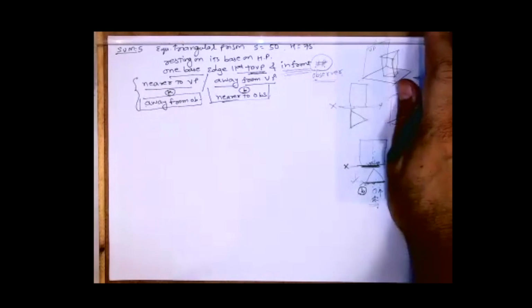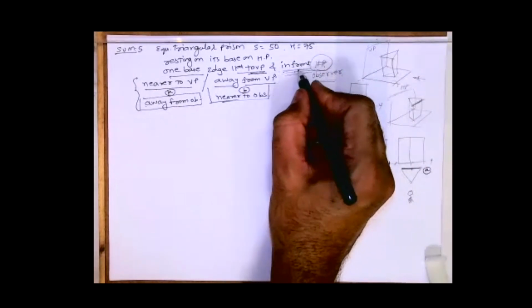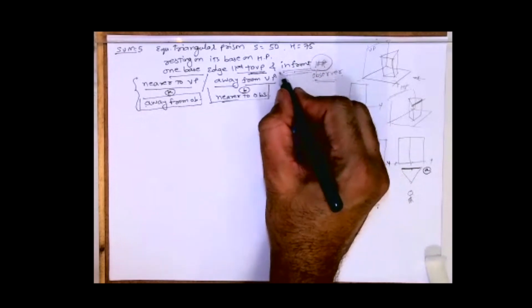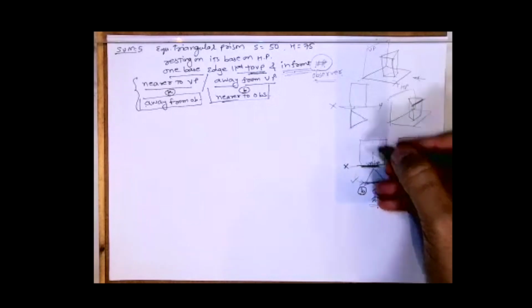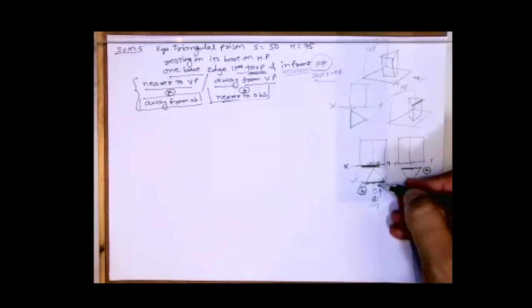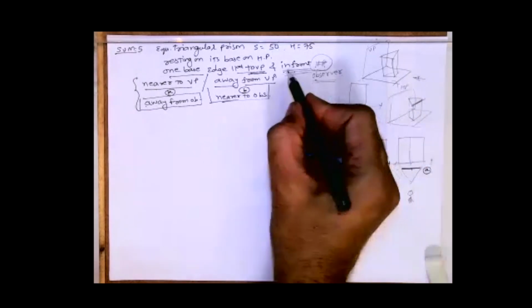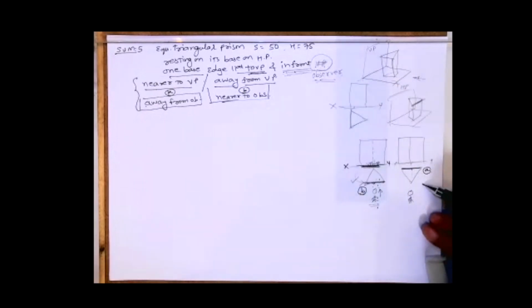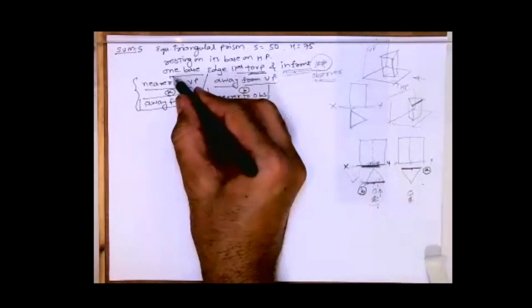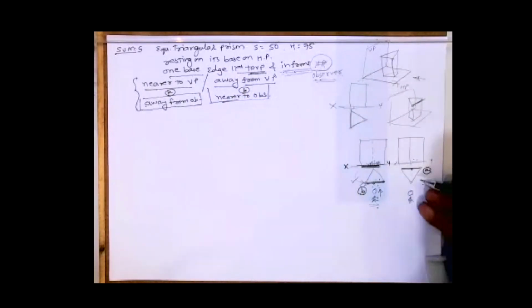If I want B as an answer, then to complete this question I can say that it is in front of the observer and away from VP, right? That way I can say it. Or if I want this as an answer, then I can say it is one base edge parallel to VP, and it is in front of VP and nearer to VP. Okay.